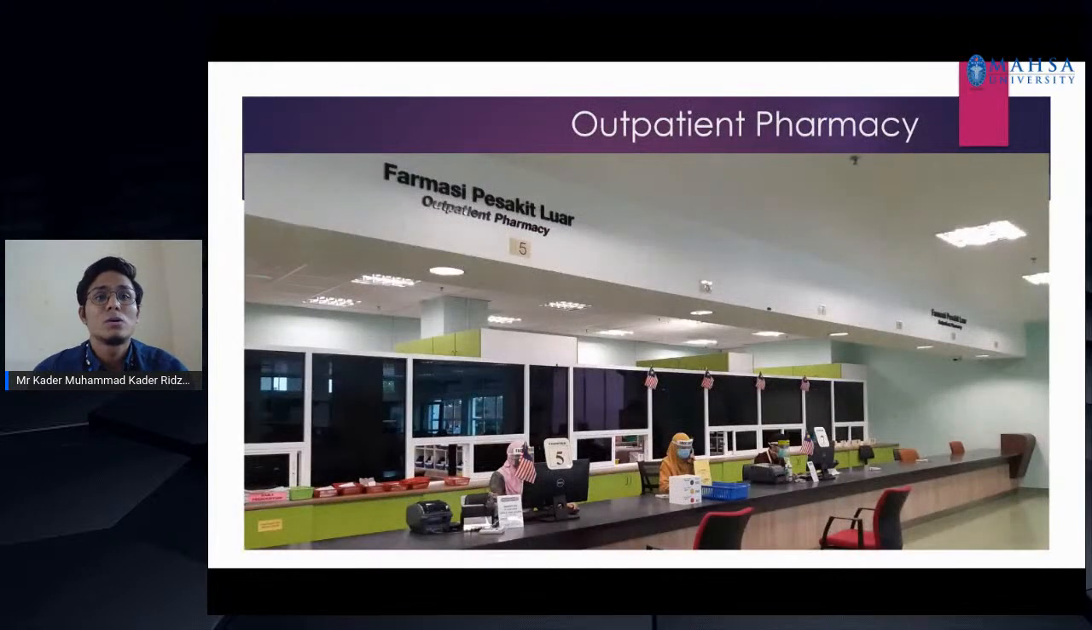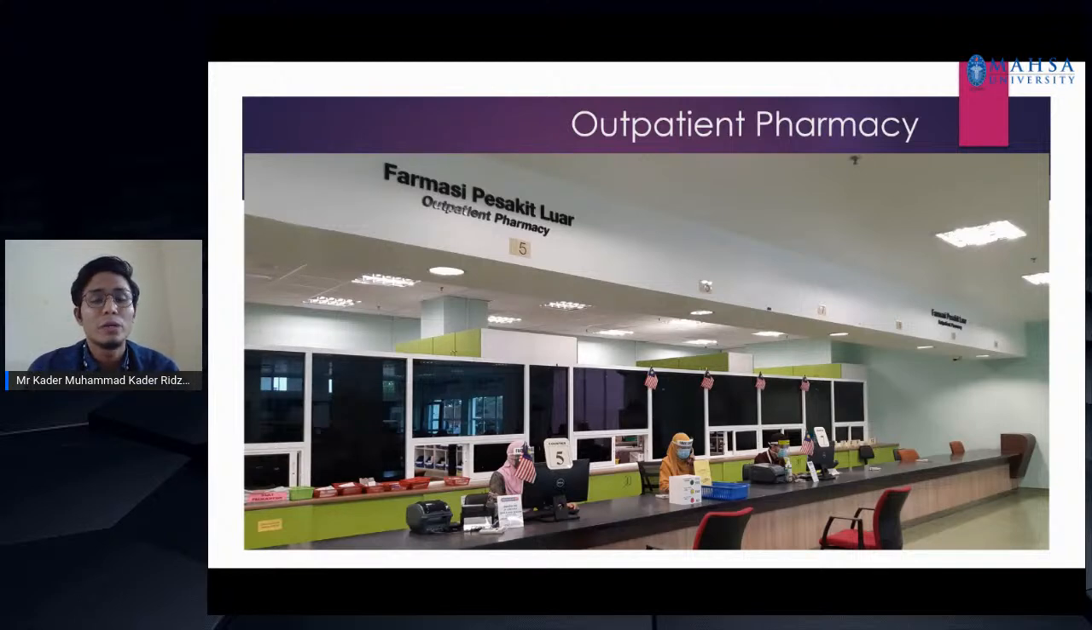So this is the outpatient pharmacy. First of all, you take your queue number. Once you take your queue number, you pass in your prescription. Then the pharmacy assistant will start to fill up the prescription according to your disease, or what the doctor has diagnosed. Maybe you have hypertension or diabetes, and they fill up the medication for you.